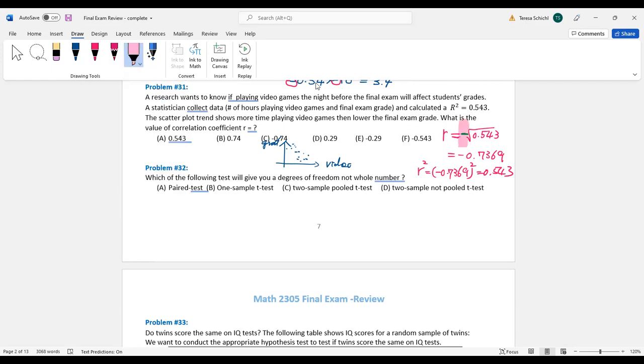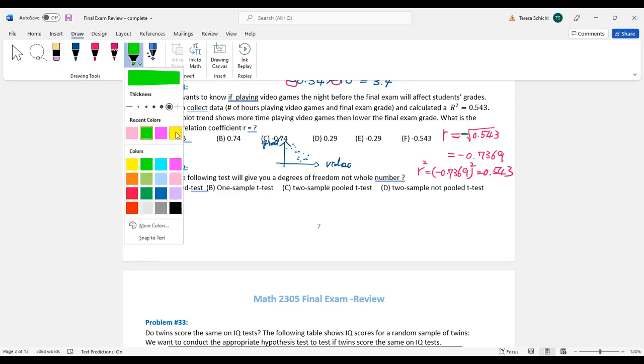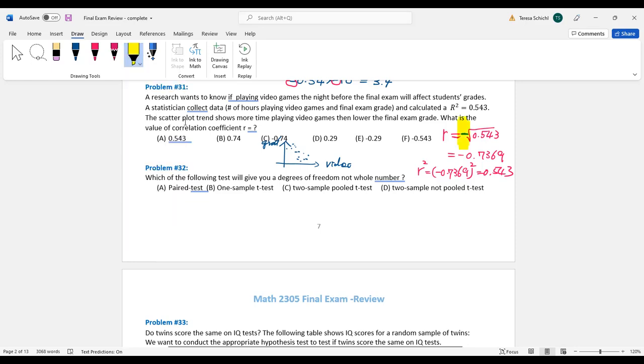So be very careful here. We get this one, so here is a negative. Let me highlight here. This is a negative. The reason is because they tell you the scatter plot shows more video time, lower grade. So you will see a negative pattern here.